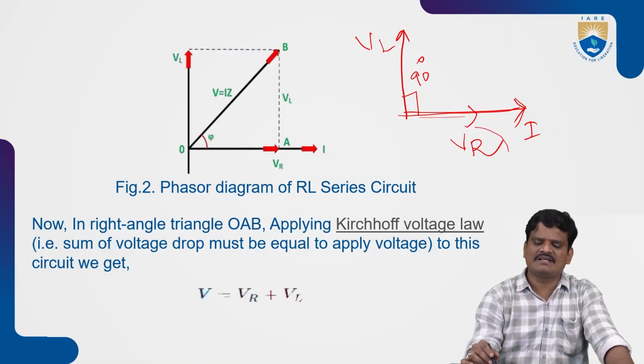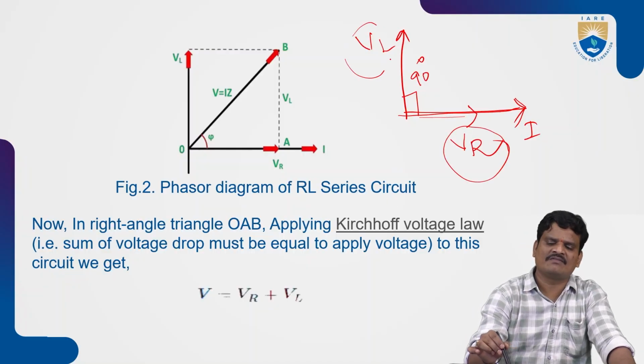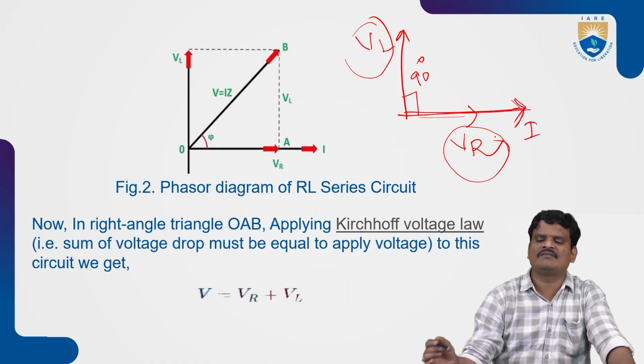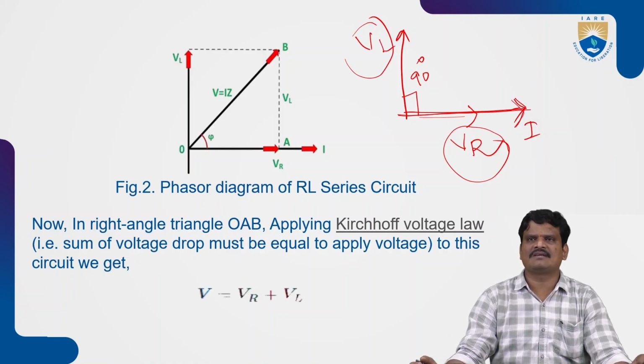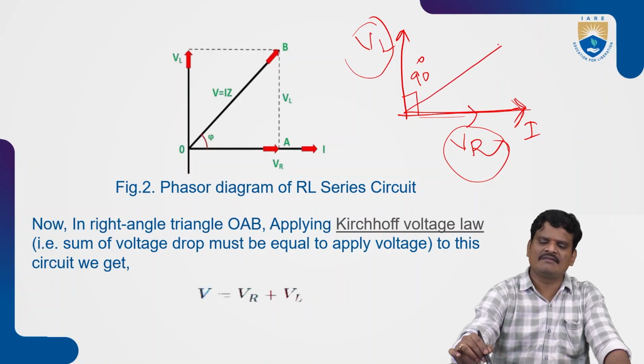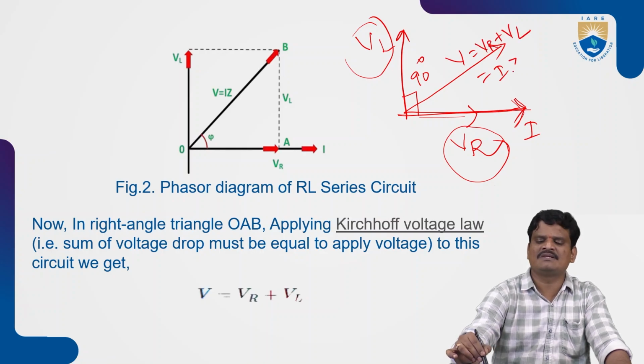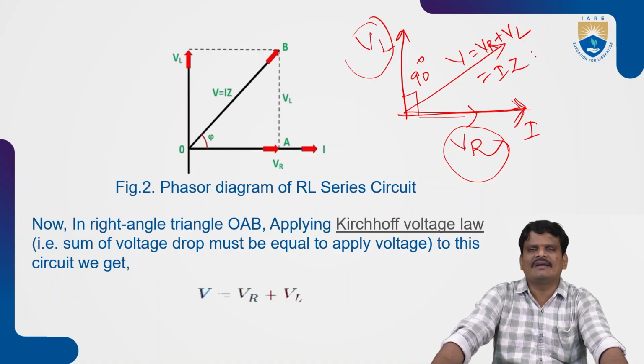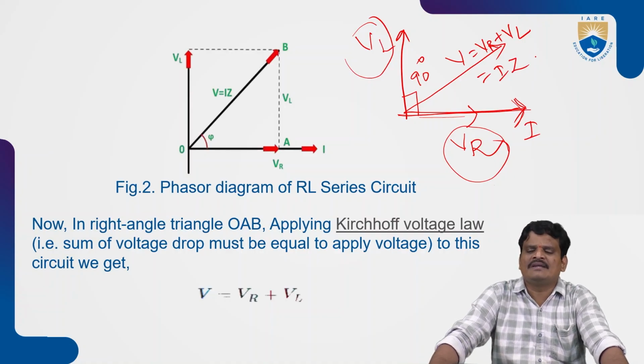Now I have drawn the representations of VR and VL by taking the current as reference, considering the property of a resistor, that current is in phase with voltage, and the property of an inductor, that current lags the voltage. The resultant of VR and VL can be drawn like this, where it is indicated as V equal to VR plus VL, or else it can also be represented as I into Z.